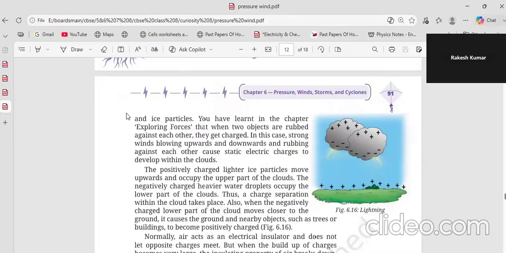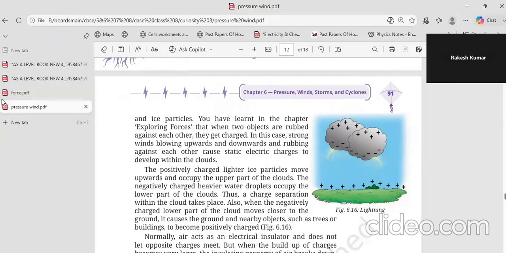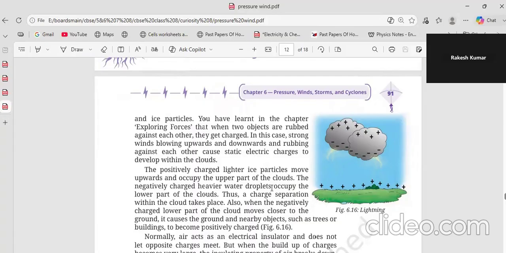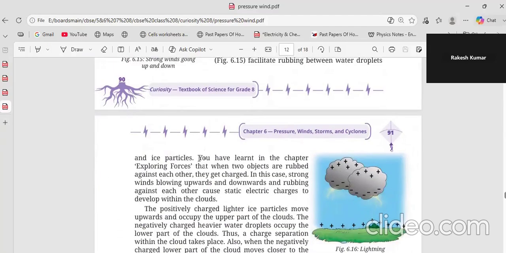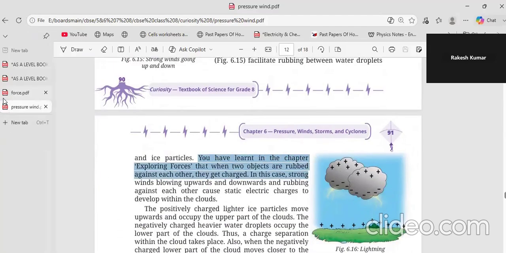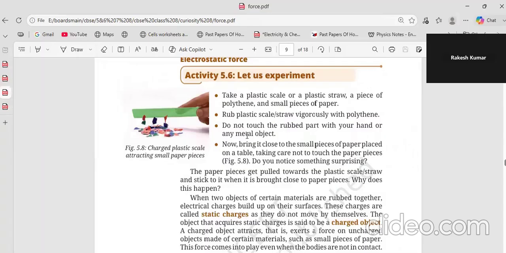So this is chapter 6. It's talking of how lightning is caused. And he says, you have learned in the chapter Exploring Forces that when two objects are rubbed against each other, they get charged. Now, in Exploring Forces, what he does is he takes a plastic scale and rubs it vigorously with polyethylene. And what happens is when you rub something, they lose electrons and they get charged.